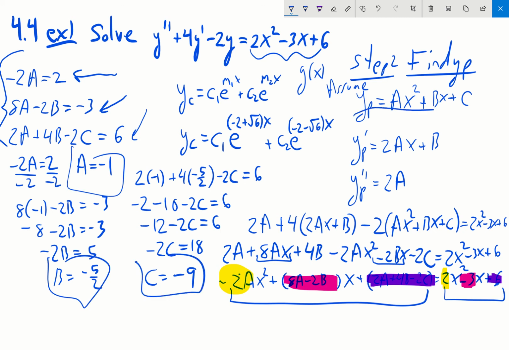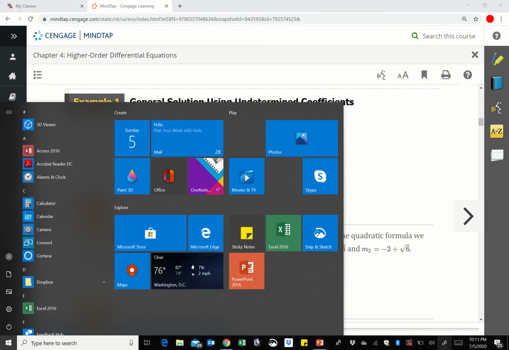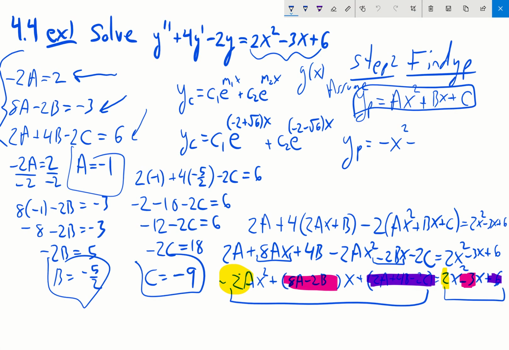Therefore, going back, the particular solution to this differential equation is the following. So y particular is a times x squared, where we know a is negative 1, so it's negative x squared, plus b is negative 5 halves, so it's going to be minus 5 halves x, and then plus c, which is negative 9. So this gives us our particular solution to the differential equation.